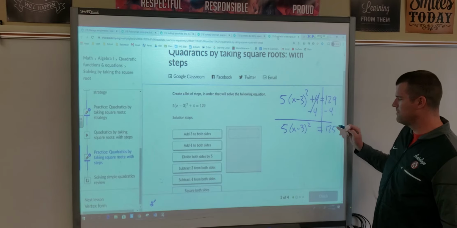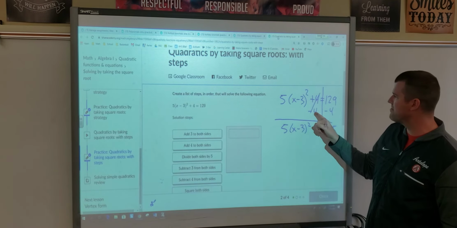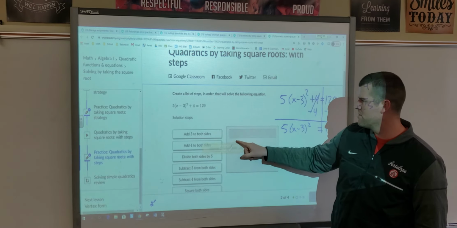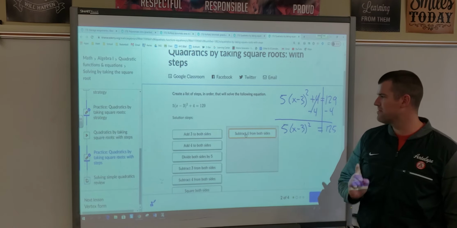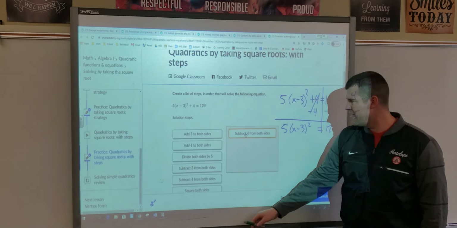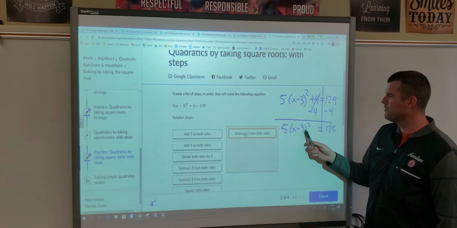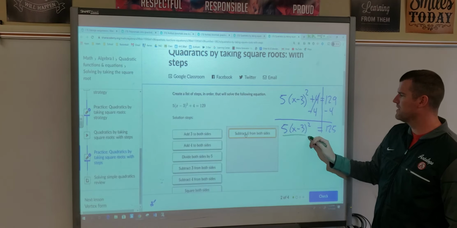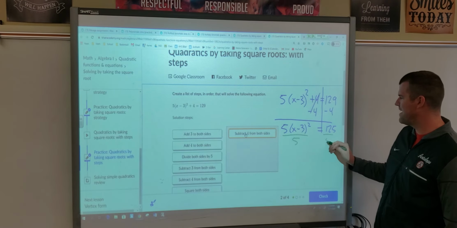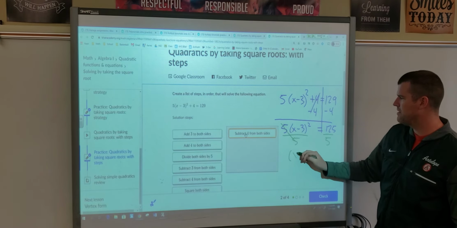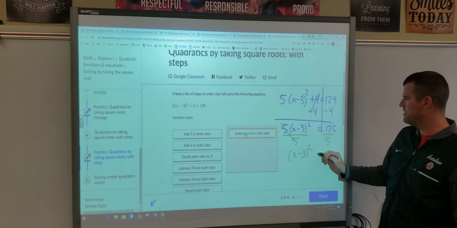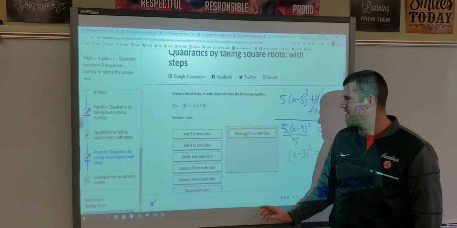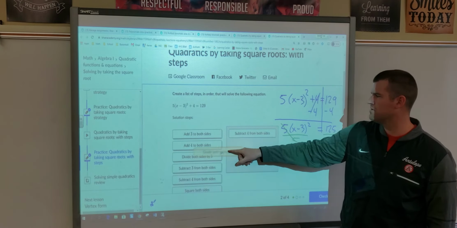So I'm going to go over to my list of steps, and the first step we did was subtract 4 from both sides. That was step number 1. Then, before we take the square root, we need to get rid of the 5, because the 5 is not being squared. So we're going to divide both sides by 5. X minus 3 squared equals 25. So we divided both sides by 5. That was step number 2.